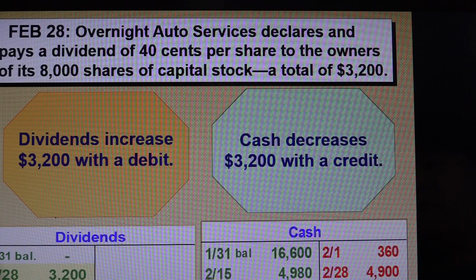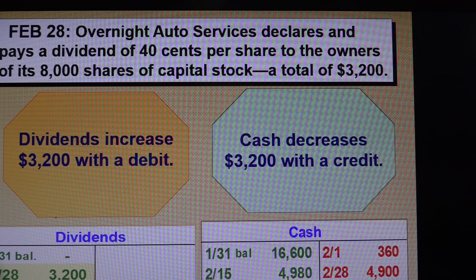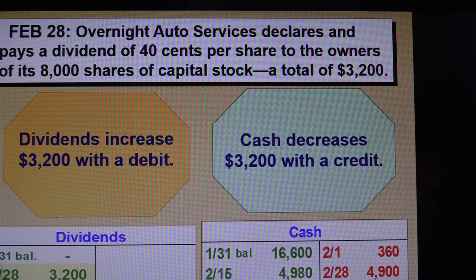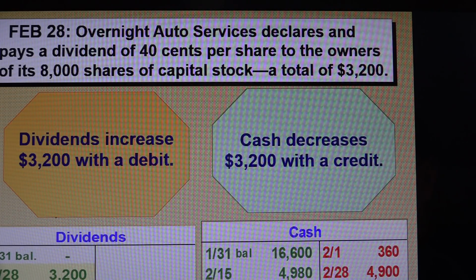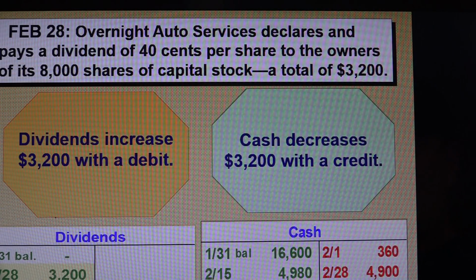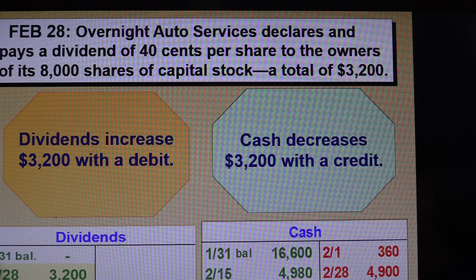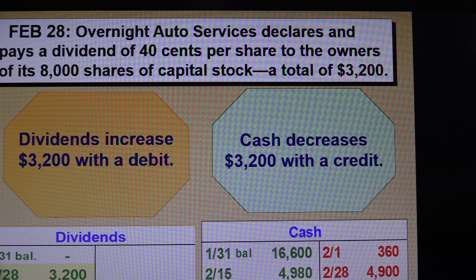We declare and pay a dividend of 40 cents per share on its 8,000 shares, so that's $3,200. So we create a dividends account, we debit it to increase the dividends account. That reduces the amount of our cash by $3,200, so we credit cash $3,200. Now notice, we're just showing the effects of these transactions on the ledger accounts, which is the representation of these T accounts.